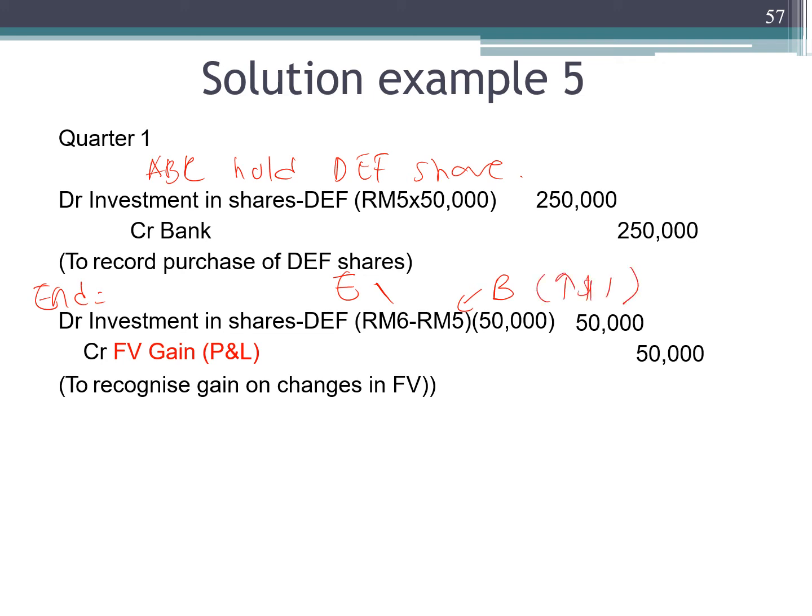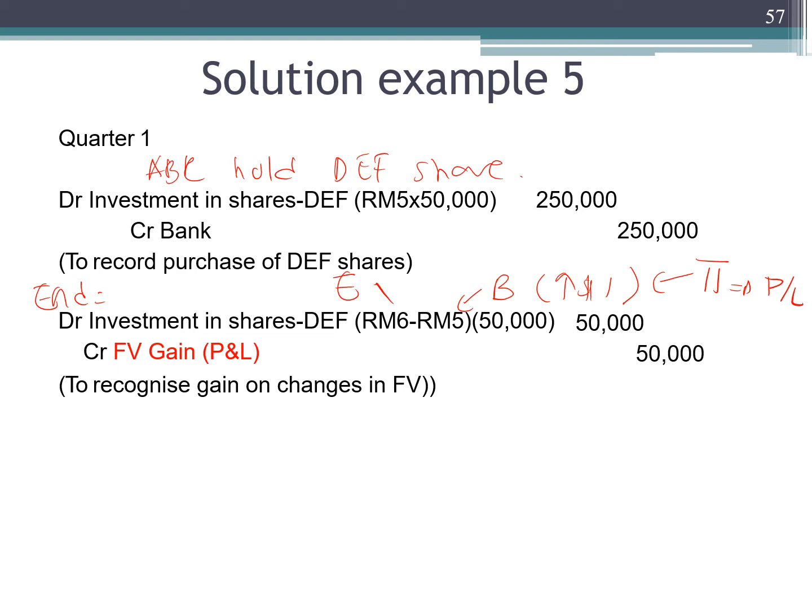So when there is an increase, it means that you're going to have a gain, and these gains will be transferred to your P&L, profit or loss. Okay, debit your investment. So the value of investment has been increased by 1 ringgit, so 1 ringgit times 50,000 units of shares. So you have 50,000, and then credit the fair value gains. The fair value gain is the one that you're going to transfer to your income statement, another 50,000.